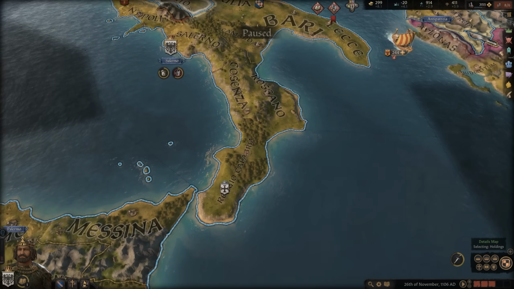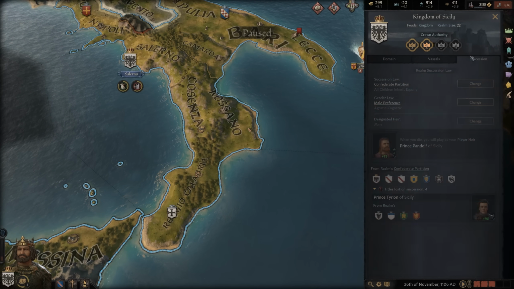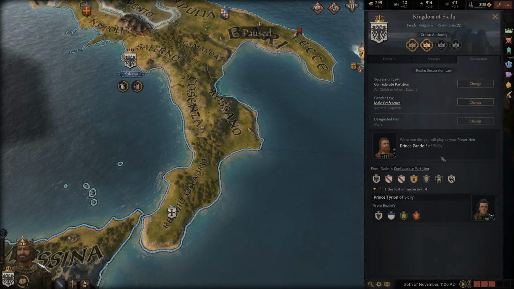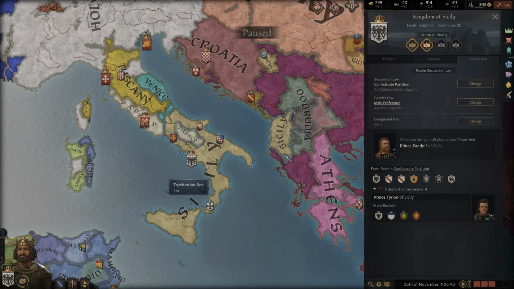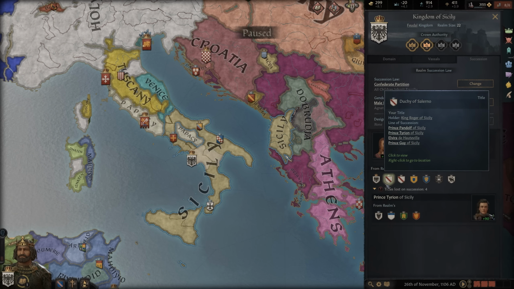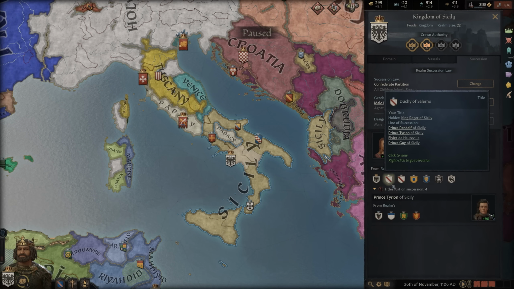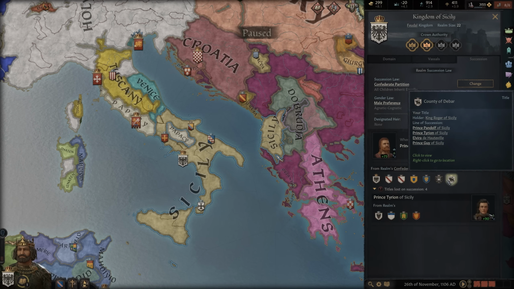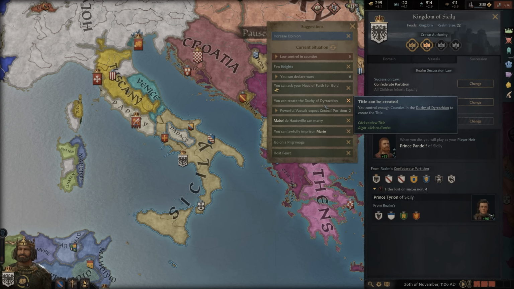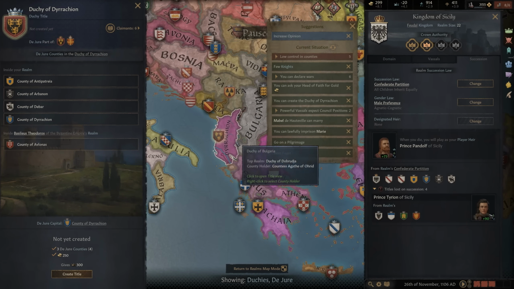So for example, let's go to our realm. Let's go to our succession. So Prince Pandolf, as it is, will receive the Kingdom of Sicily, which is all my current lands. He will also receive the Duchy of Salerno and the County of Salerno. He will then also receive all of our newly conquered lands in Drakion. Now, you'll notice that these lands are all on the county level. I have not created the Duchy of Drakion.